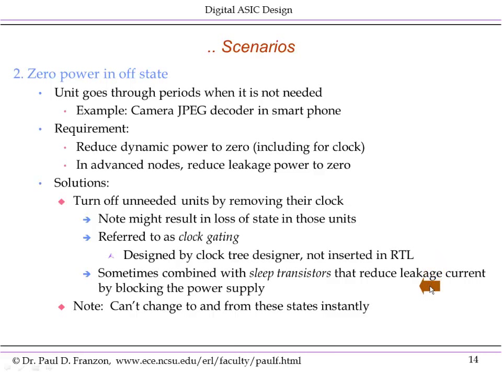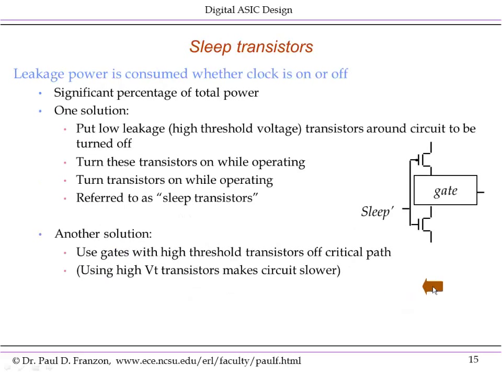In addition, at the same time, you might want to reduce leakage power, and we'll talk about this on the next page. Again, you can't turn the unit back on instantly. There needs to be some sort of staged turn-on where it's turned on a few bits at a time by reapplying the clock gradually, again to prevent a big spike in the power supply. So if you're doing clock gating in an advanced high leakage process, you most probably also want to minimize the leakage power.